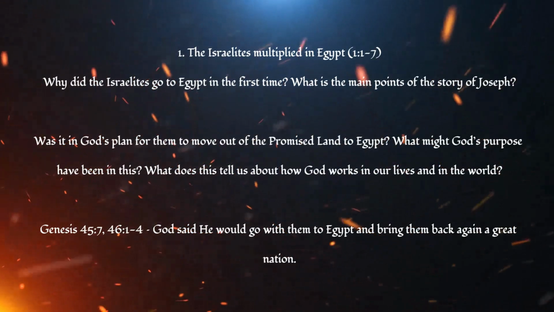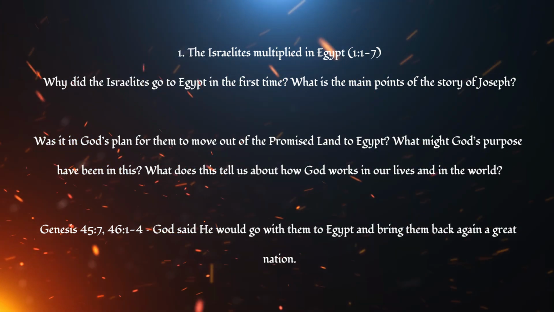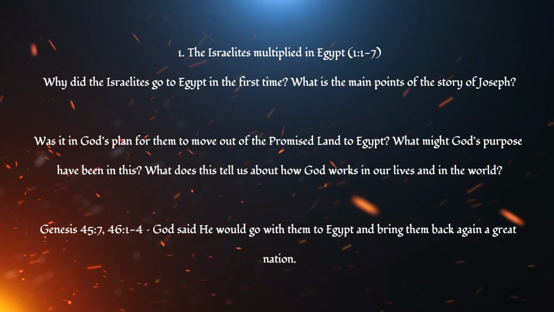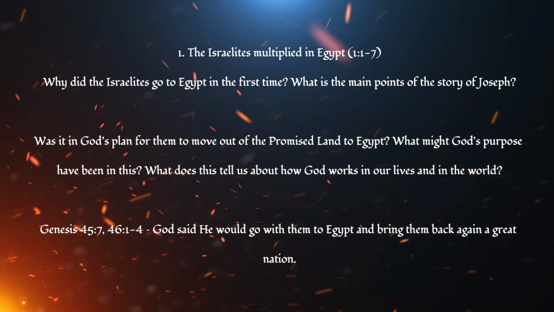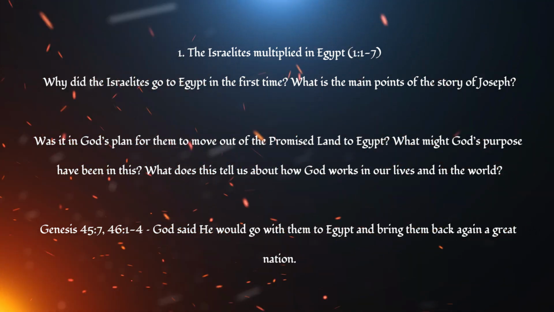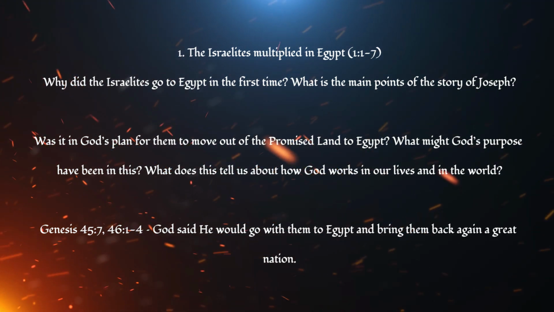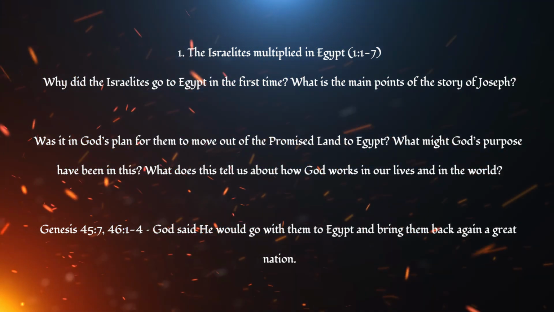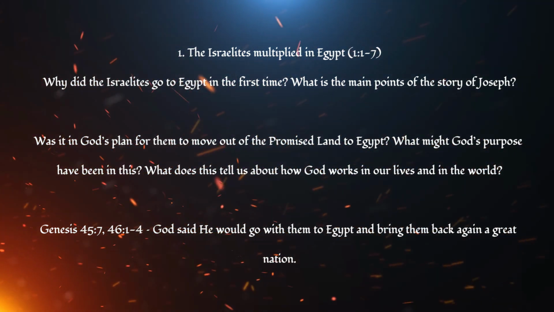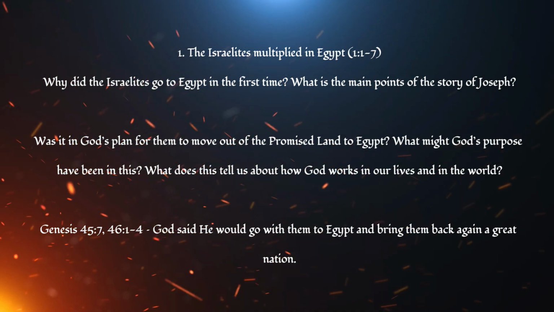1. The Israelites multiplied in Egypt, 1:1-7. Why did the Israelites go to Egypt in the first place? What are the main points of the story of Joseph? Was it in God's plan for them to move out of the promised land to Egypt? What might God's purpose have been in this? What does this tell us about how God works in our lives and in the world?